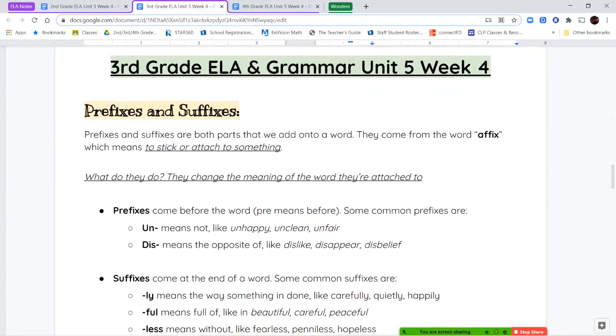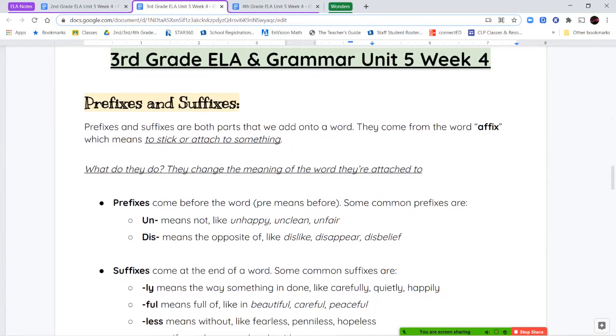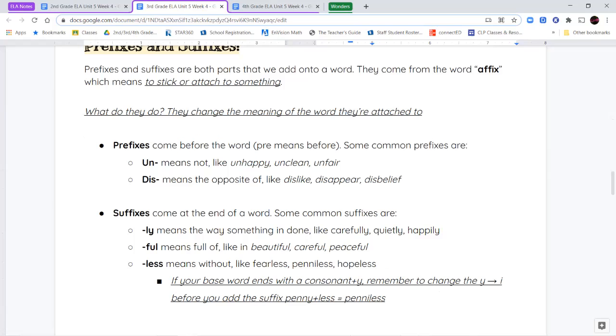Now, we're also going to review some prefixes and suffixes. And these are things that we've talked about again in the past. So a prefix or a suffix, both of those come from the word affix. So when you affix something, you're sticking it or you're attaching it to something. When we attach these to a word, it changes the meaning of the word that they're attached to. Now, a prefix gets stuck onto the beginning of a word, so it comes before the actual word. And a suffix gets stuck onto the end of a word, so it comes after the word.